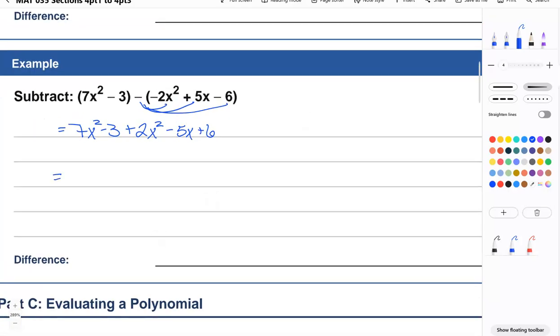Now we're going to combine terms. So I have 7x squared plus 2x squared, which is 9x squared. And then I have a minus 5x. And then I'm going to put those numbers together. So negative 3 plus 6, which is going to give me a positive 3.